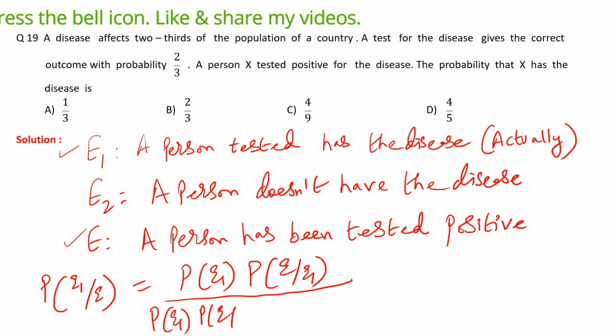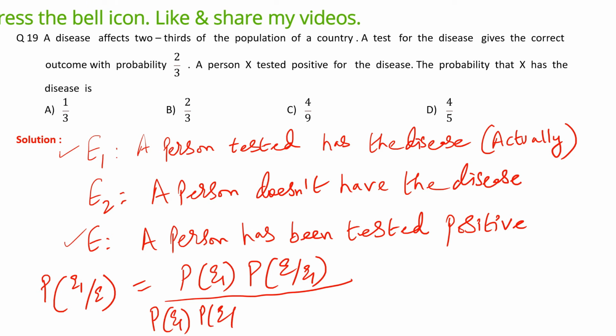Now P(E1) is how much? A person actually has the disease. It is saying that 2/3 of the population of a country is suffering from this disease. So that means P(E1) is 2/3. P(E|E1), that means the person is having that disease. The person is a patient of this disease, and when he is tested, then the test result also shows that he is having that disease. That means the outcome is correct. So this is also 2/3.